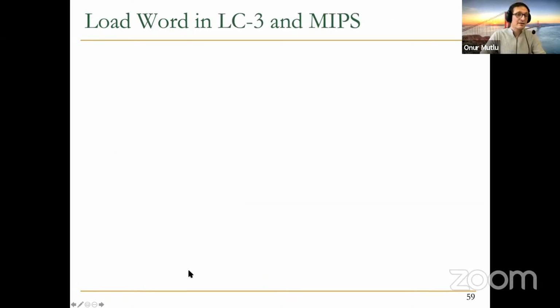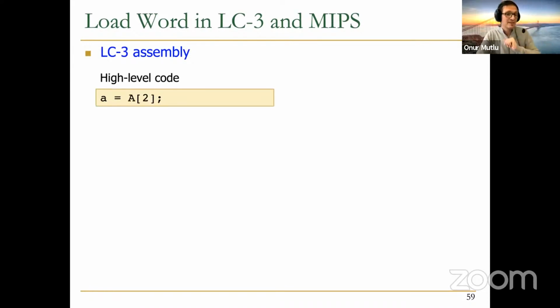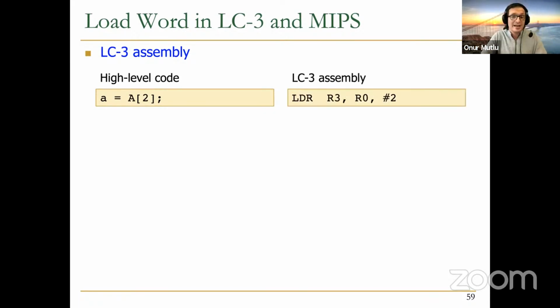Okay. Now we're going to look at load word in LC3 and MIPS. So let's take a look at LC3 assembly. Now we're going to make I constant. Let's say that the index is 2. We want to read element 2 as opposed to element 0 or element 1 or 3, right? And this is word addressable. Again, we want to read the word into that variable. This is a high-level code. And this is the LC3 assembly, happens to be. This is one way of doing it. There may be other ways, but this is one way of doing it.